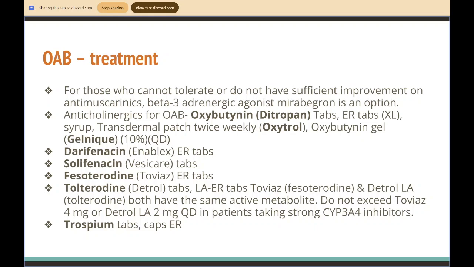All right, some treatment options for overactive bladder. We'll start with the anticholinergics or antimuscarinics. And for those that can't tolerate them, there is a class of drugs called beta 3 adrenergic agonists, and mirabegron is an option. I always use the disclaimer, we're not being tested on pronunciation.